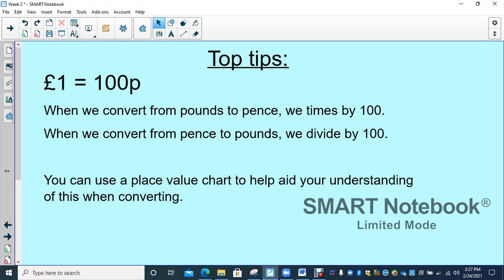But today what you could use is a place value chart to aid and to show our understanding, and that's what I'll be doing for some of these questions, just to visually see what happens to the pounds and pence when we convert.